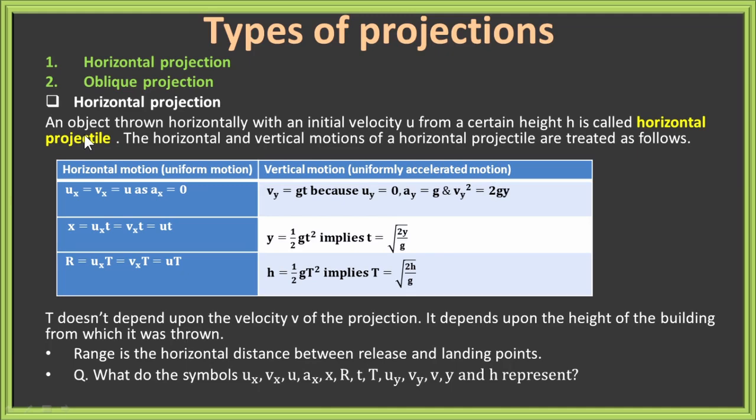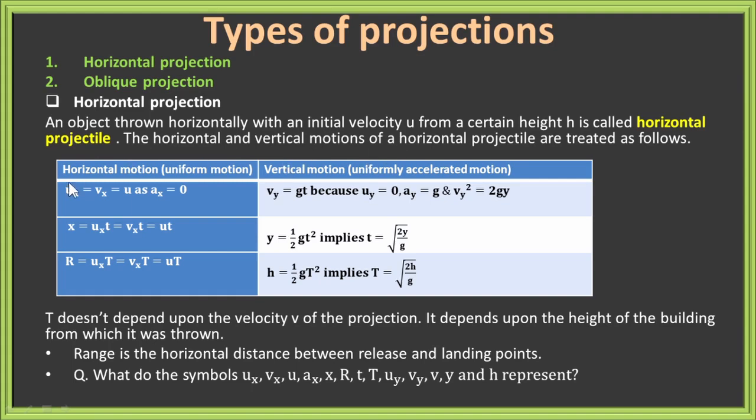Any object that is thrown horizontally from a certain height is considered to be a horizontal projectile. The horizontal and vertical motions of a horizontal projectile are treated separately, because horizontal projection is a two-dimensional motion, meaning it has horizontal motion and vertical motion.